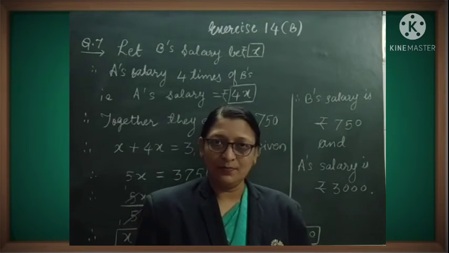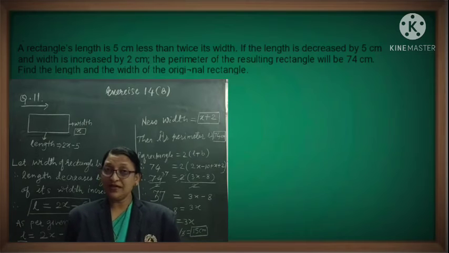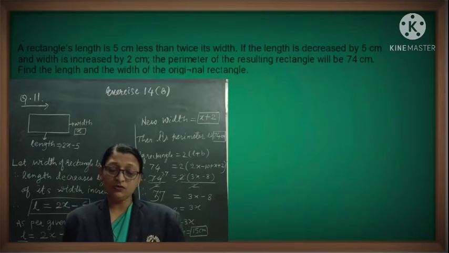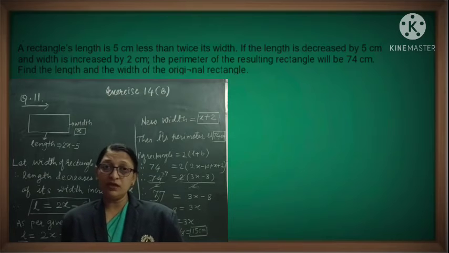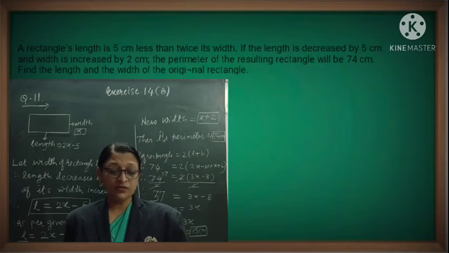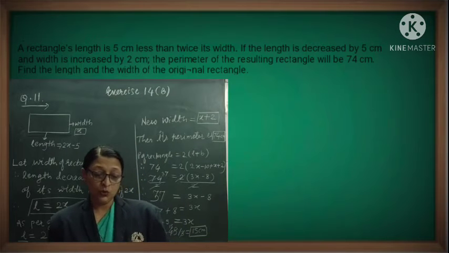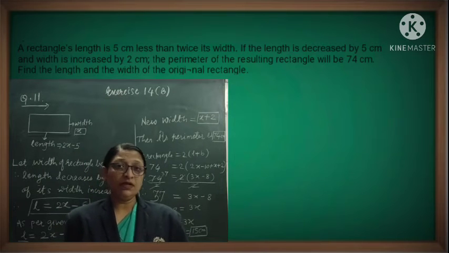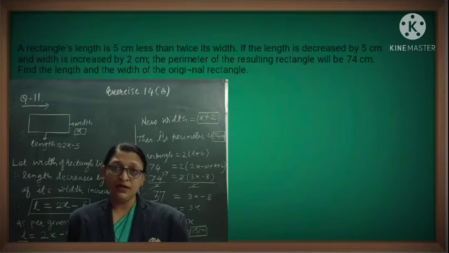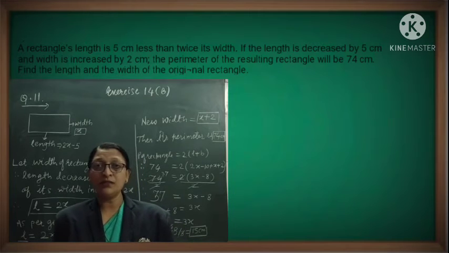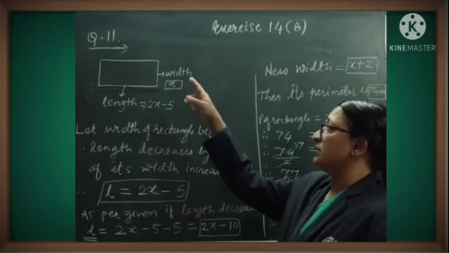Let's move to the next example. Question 11. A rectangle's length is 5 cm less than twice its width. If the length is decreased by 5 cm and width is increased by 2 cm, its perimeter is 74 cm. Then we have to find out length as well as width of the rectangle. Here we go with solution of question 11.